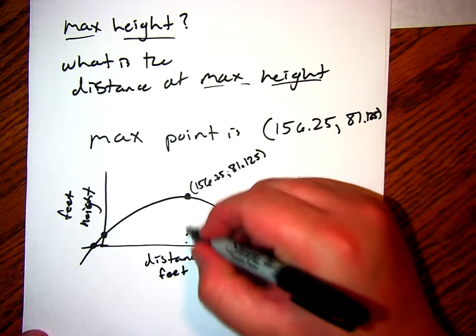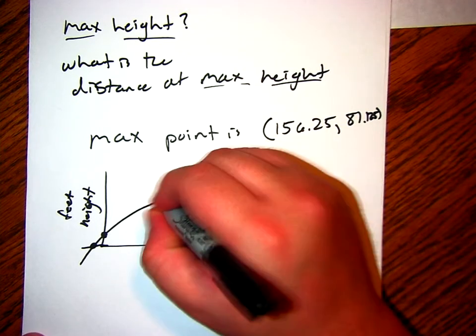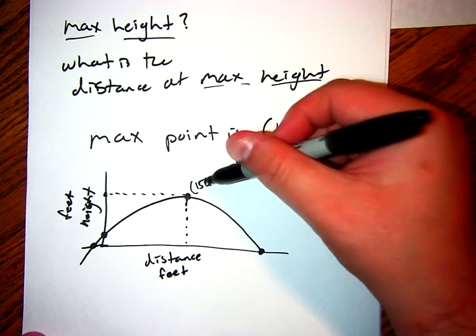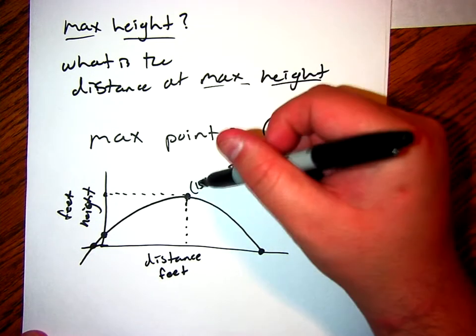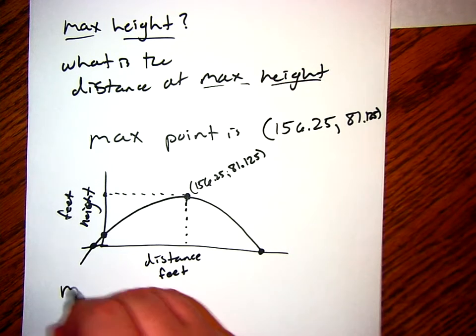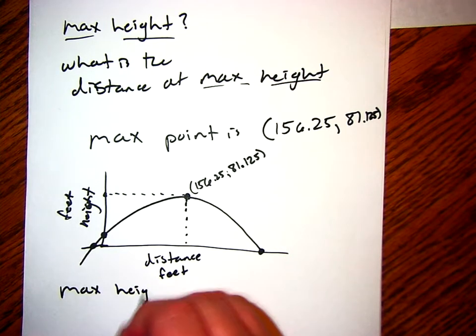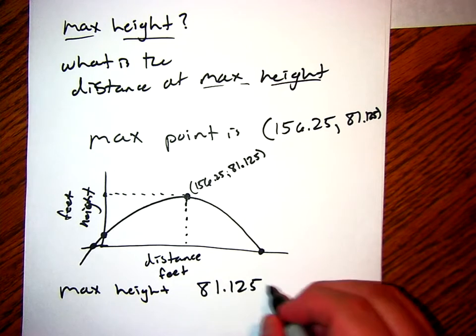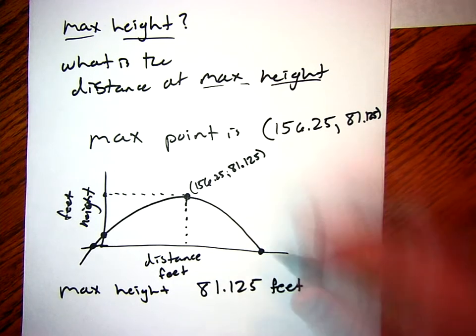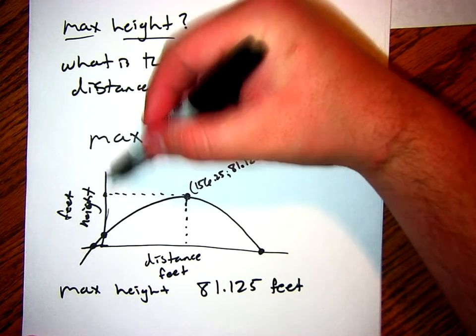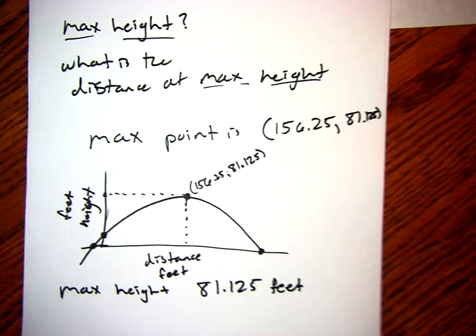So we know this point is really two numbers, an x and a y, or in this case, a distance and a height. So to answer our first question, the max height is going to be 81.125 feet. Why is that? Because that's this point over here on the height. It's actually the y value. That's the maximum height.